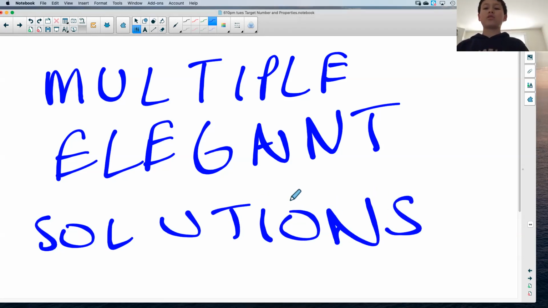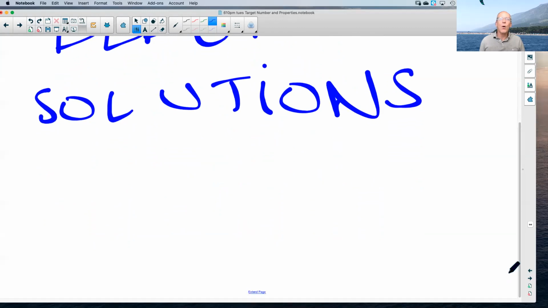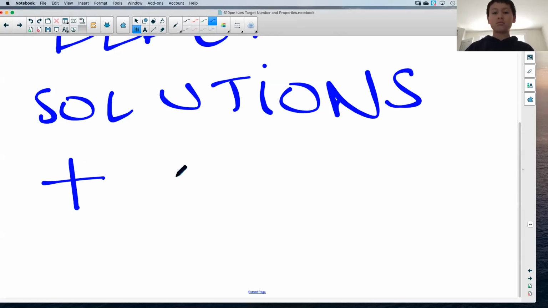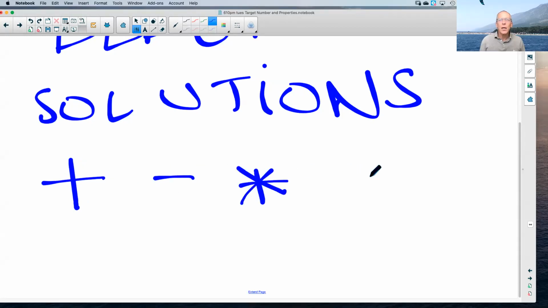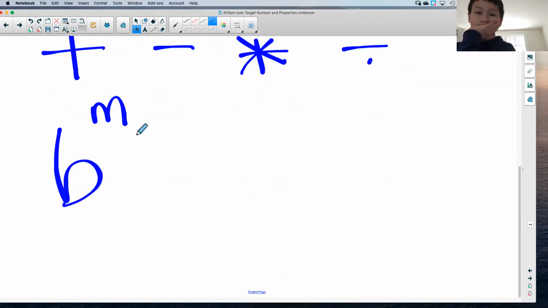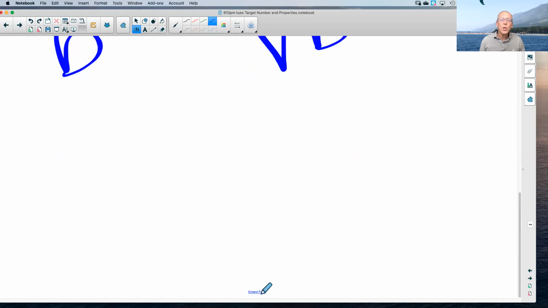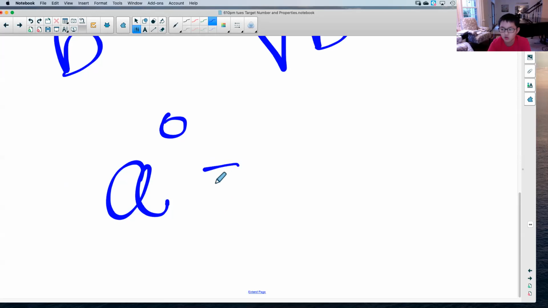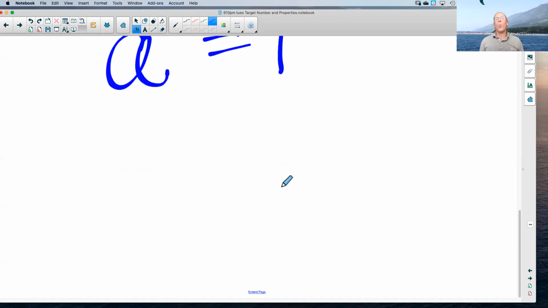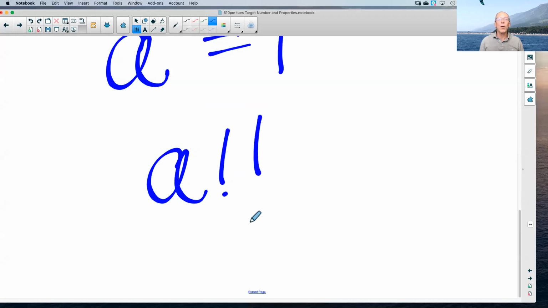Solutions. I do not want just one solution, and I don't want an easy one. I want elegant. Now, in the game that we're going to play, most kids will use addition, subtraction, multiplication, and division. You guys are going to be allowed to use exponents, square roots, cube roots. You could do a to the 0th. Can we do factorial? Why not? A factorial? Absolutely.